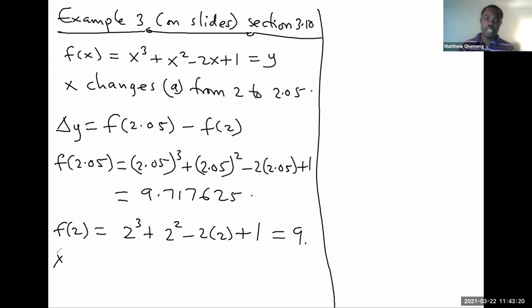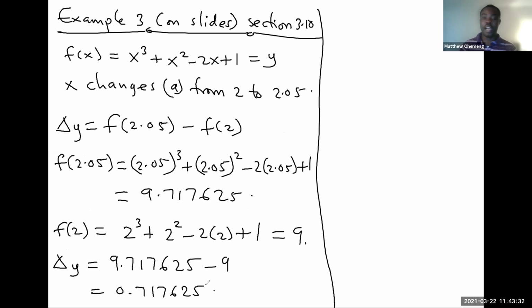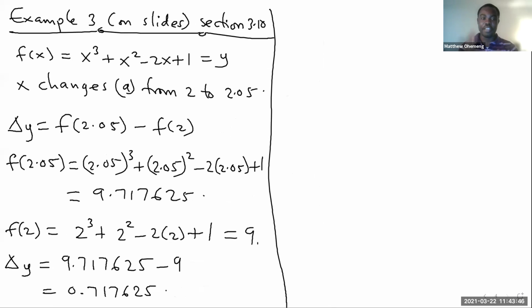So the actual change in the original function is 9.717625 minus 9, and that gives us 0.717625. For this case, we are able to compute the actual change. But for some functions, it may be difficult or impossible to compute the actual change. That's why the differential becomes very, very important. Let's establish that the differential approximation will be very close to this delta y. So let's now use differentials.